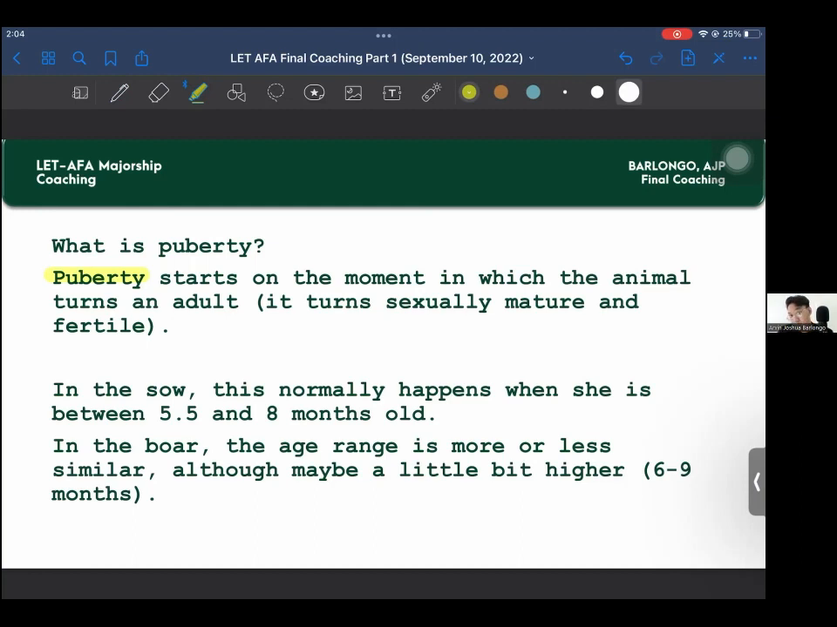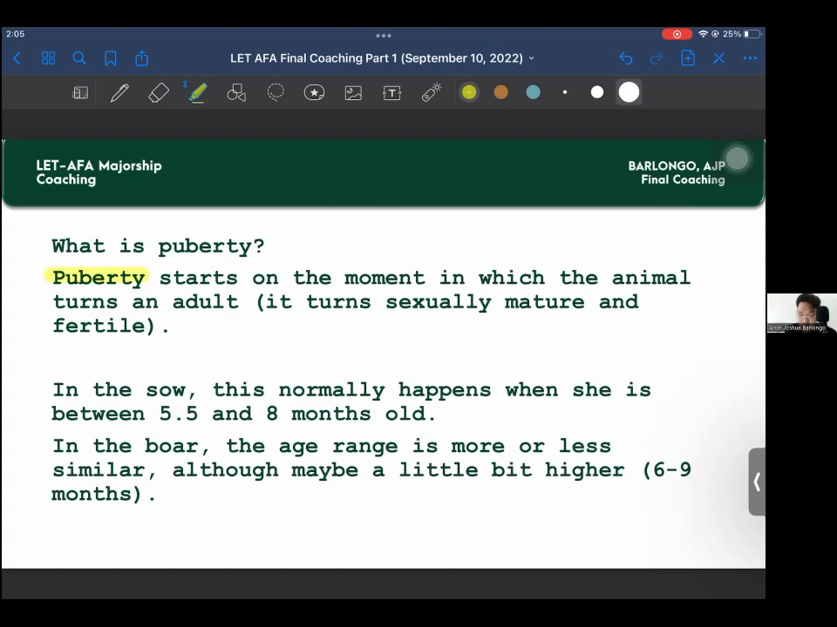Andito yung start ng puberty. So, in the sow, or kapag sinabing sow, ito yung babaeng pig, di ba? This normally happens when she is between 5.5 to 8 months old. So, that is the range. So, in the boar, o yung lalaki naman na baboy, the age range is more or less similar, although maybe a little bit higher, which is 6 to 9 months.